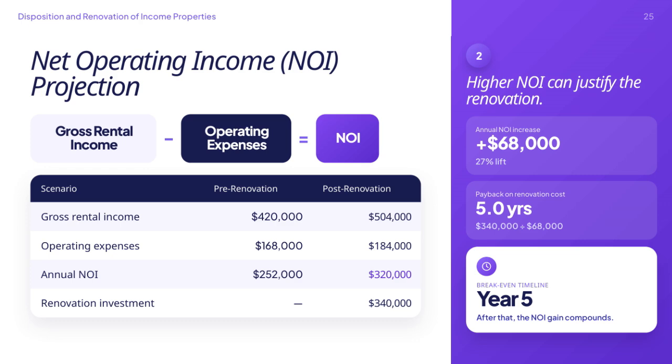27% lift. Now, considering the renovation investment of $340,000, the payback period is calculated to be 5 years, meaning it takes 5 years for the increased NOI to cover the renovation costs. This timeline is important because after year 5, the gains in NOI effectively compound, enhancing the property's income potential significantly. In summary, this higher NOI justifies the renovation investment, making it a financially sound decision in the long run.